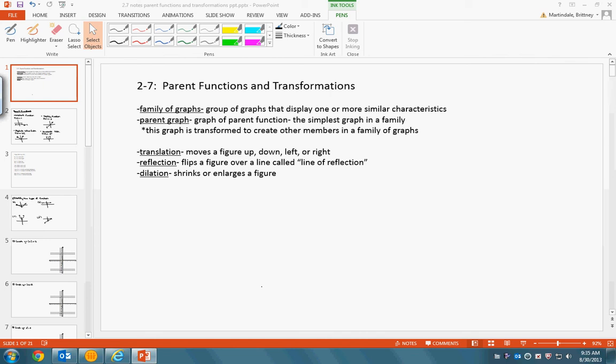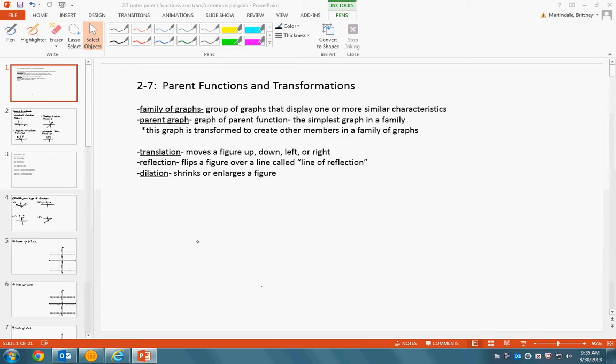Talking about 2-7 parent functions and transformations. So let's read through this together. A lot of this is from geometry, and we're going to make it more of an Algebra 2 type of concept. So the first thing you need to know is family of graphs.